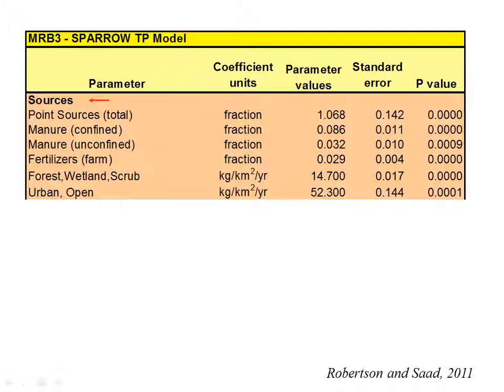We have 6 different inputs for sources: point sources, manure from confined animals, manure from unconfined, farm fertilizers, inputs from forest lands, and urban inputs from urban lands. So we have a description of all these things that are coming in. Here are our coefficients that we came up with. I don't really want to get into those too much, but the only one I'll talk about is point sources.